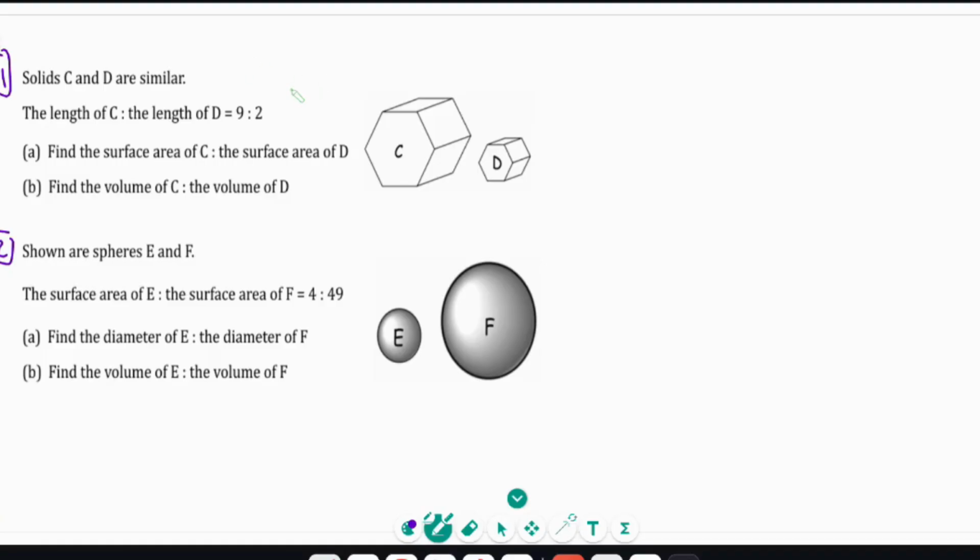Now, C and D are similar. The length of C to the length of D is in the ratio 9 to 2. So what's our scale factor for length? I always do the bigger divided by the smaller. 9 over 2, 4.5. We want the surface area of C to the surface area of D. So let's square our scale factor for length to get the scale factor for area.